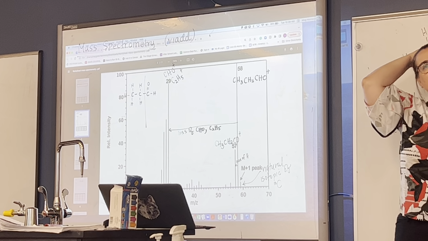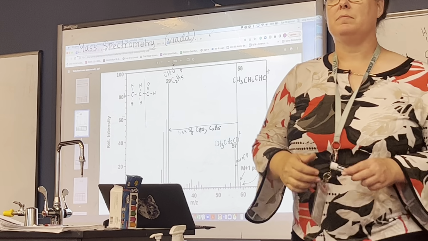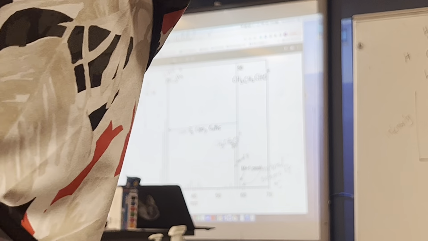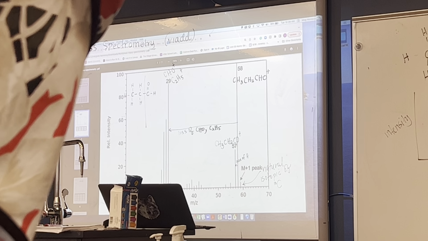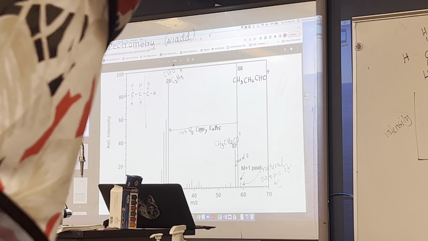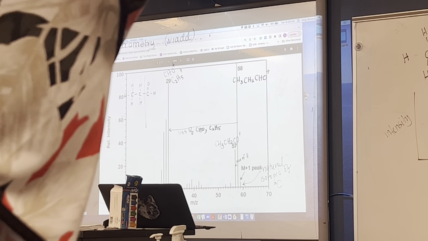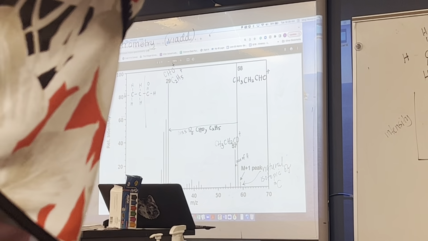Why do we start the subtraction from the 58? The M+1 is just evidence that every now and then we get a carbon-13. That's not most of the molecules, it's just a special molecule or two in there. So an IB question will be like, why is it there? You say isotopes, and then you just ignore it.